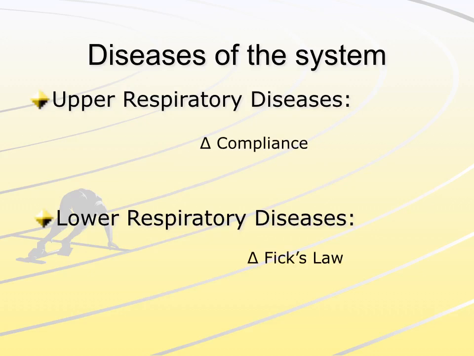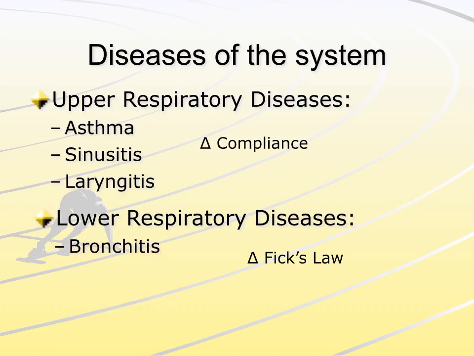Now, these gas laws are going to be impacted based off of anatomical changes that occur with diseases. In particular, we're going to see changes in compliance and in changes of diffusion. In upper respiratory diseases, we're going to see a change of compliance. Upper respiratory diseases include things like asthma, sinusitis, laryngitis, where we're either increasing the viscosity of the motion or we're decreasing the diameter of the lumen.